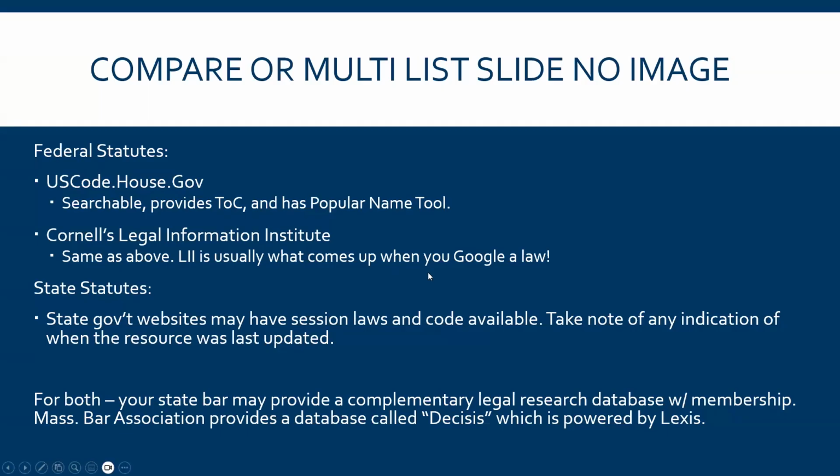For state statutes, it's a little more difficult because each state is different, but state government websites may have session laws and code available. Be sure when you're using a free resource to take note of any indication of when that resource was last updated. And for both, your state bar may provide a complimentary legal research database with membership. The Massachusetts Bar Association provides a database called Decisis, which is powered by Lexis.